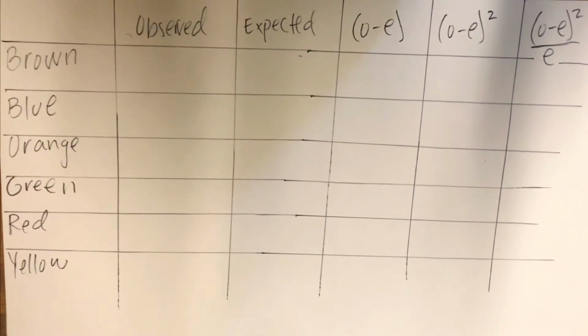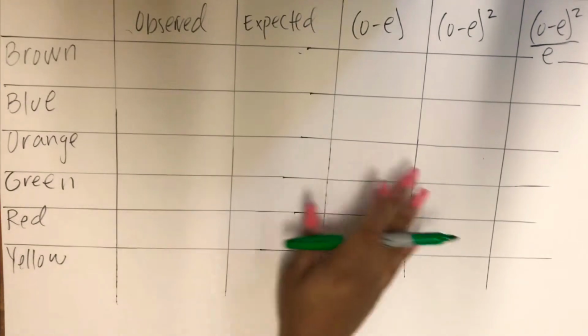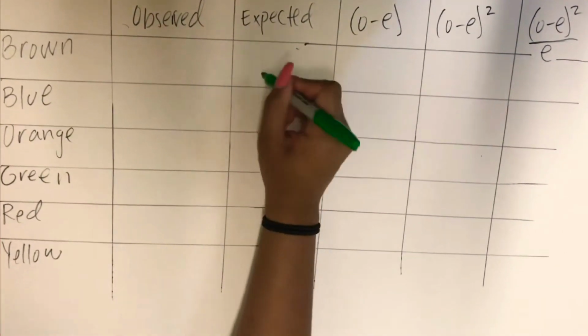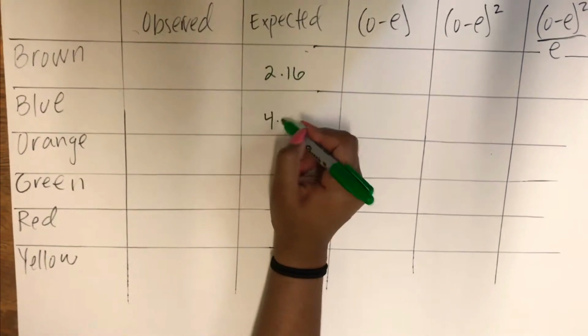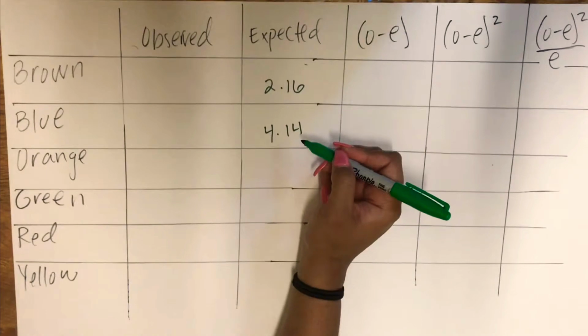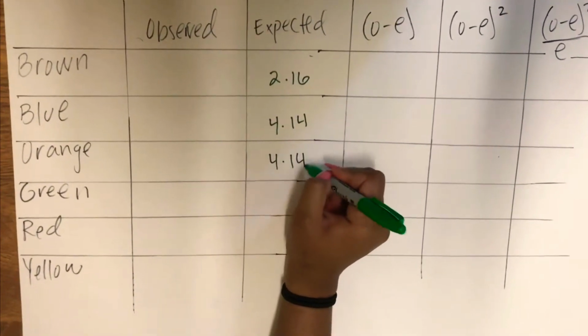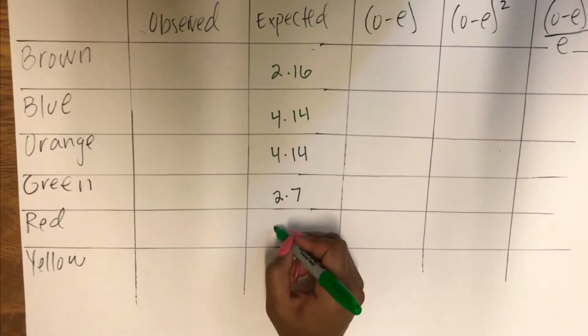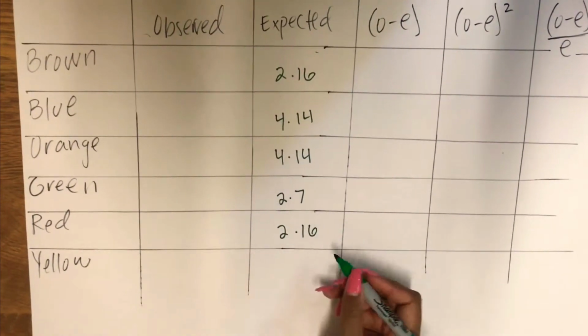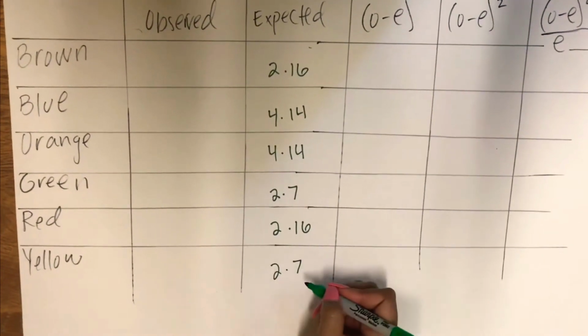Based on the data from the website of the M&Ms, they're expected to be 2.16 brown M&Ms, 4.14 blue M&Ms, 4.14 orange M&Ms, 2.7 green M&Ms, 2.16 red M&Ms, and 2.7 yellow M&Ms. The company doesn't give the actual number of how many of each color would be in an M&M's packet. They just give us percentages.